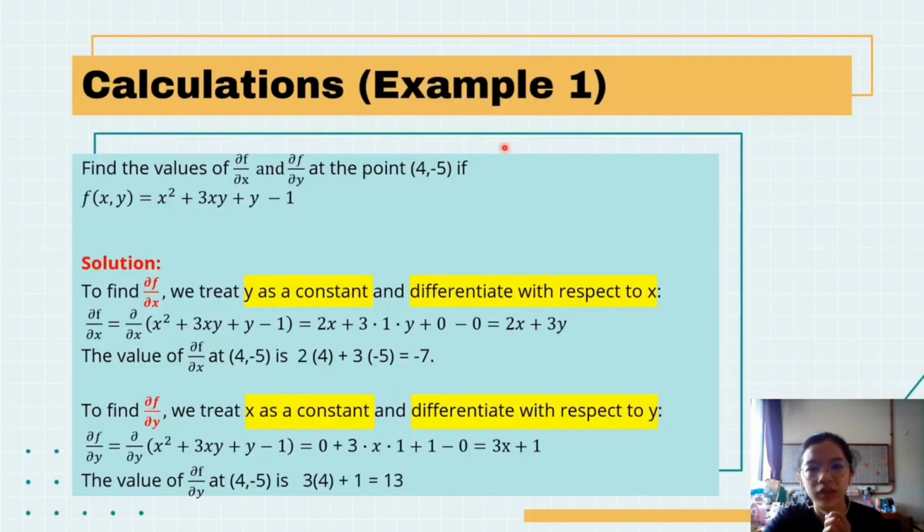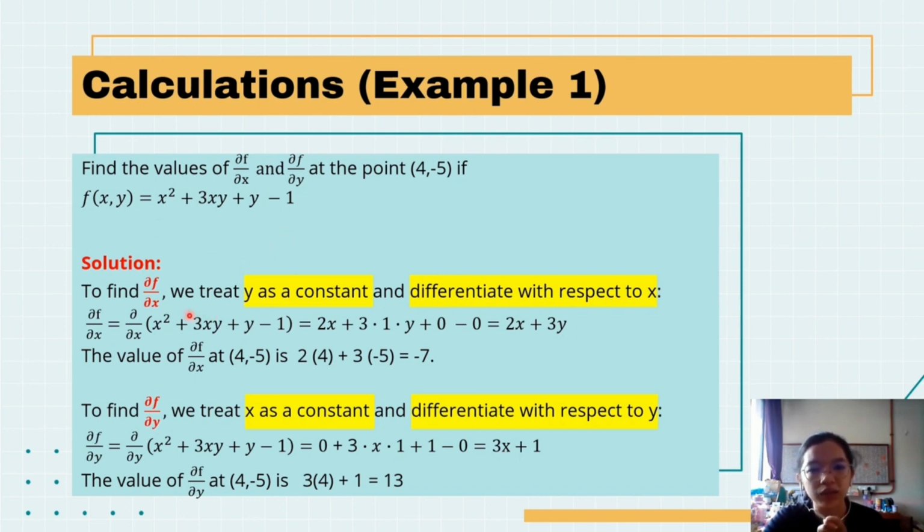So let us look at some examples for the calculations part. So the question asks us to find the value of ∂f/∂x and ∂f/∂y at the point (4, -5) if f(x,y) is equal to x² + 3xy + y - 1.